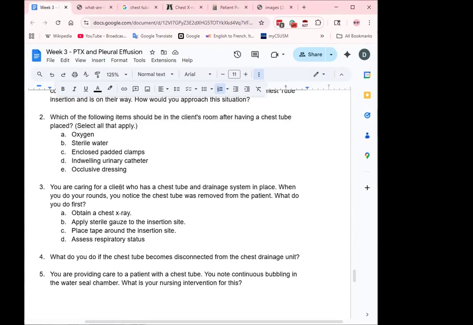Number 3, you're caring for a patient who has a chest tube and a drainage system in place. So that's the atrium. When you do your rounds, you notice that the chest tube was removed from the patient. What do you do? You guys already mentioned it, so that would be applying the sterile gauze to the insertion site. Just smack it on.